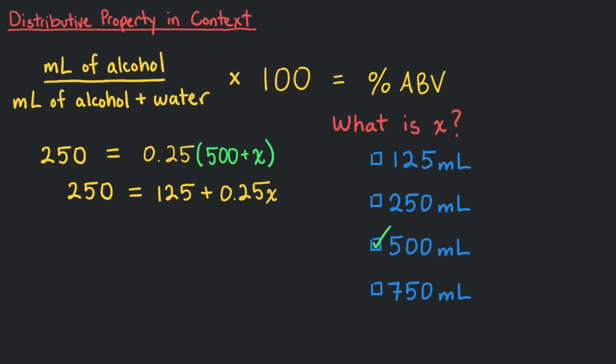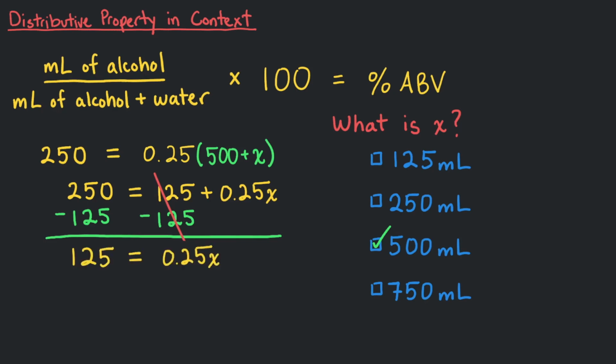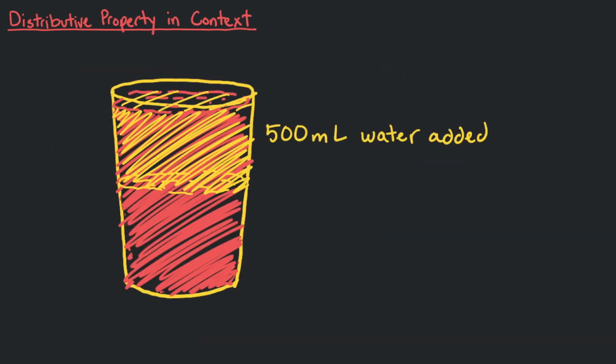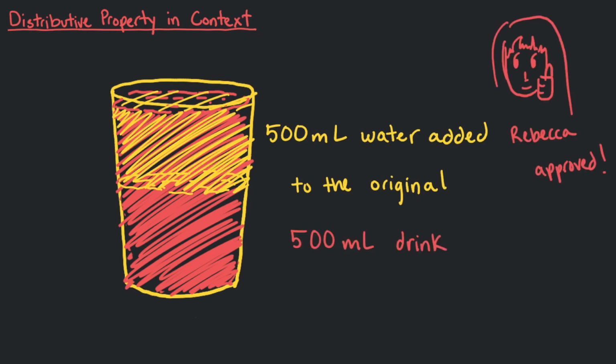Exactly. We will subtract both sides by 125 to get the constants alone, giving us the equation 125 equals 0.25X. Finally, we divide both sides by 0.25 to get X alone. Our final answer is 500 milliliters. Rebecca added another 500 milliliters to her original 500 milliliters.